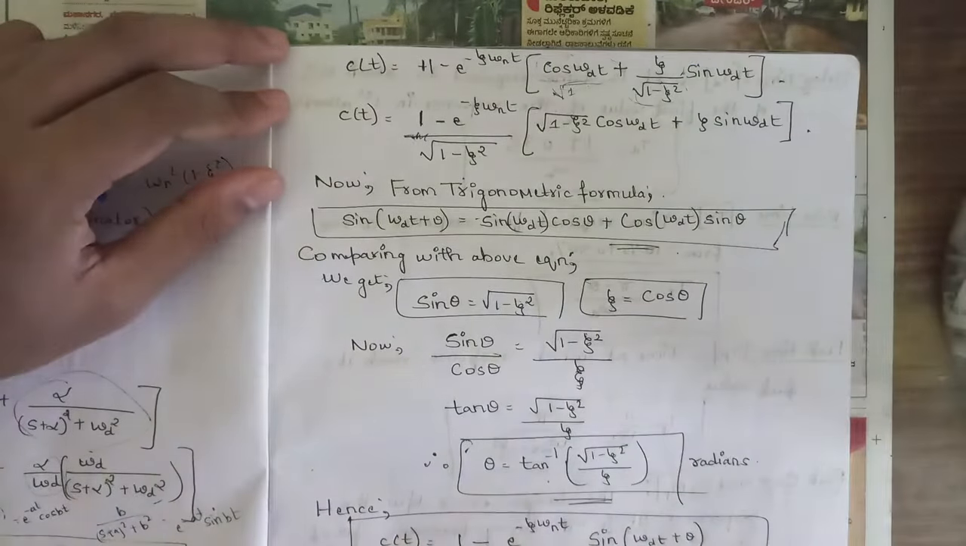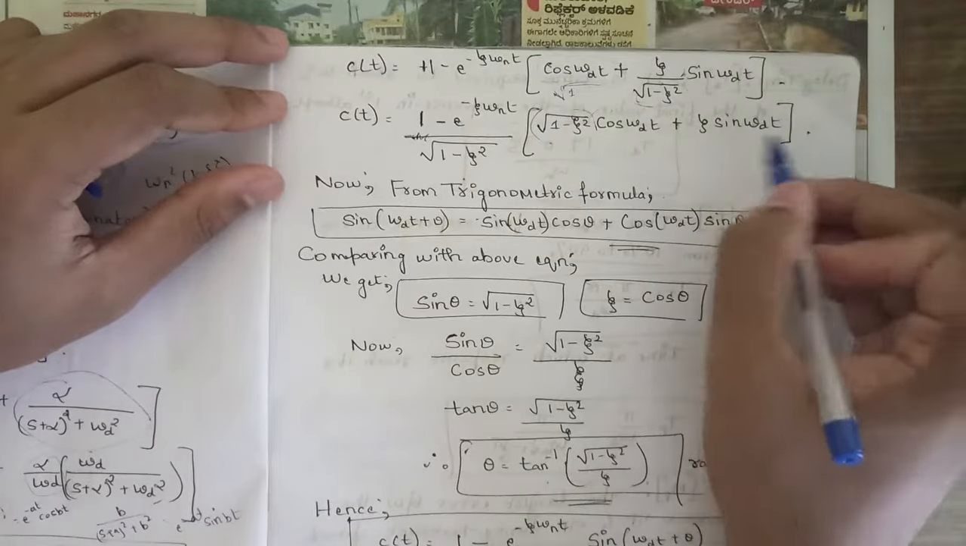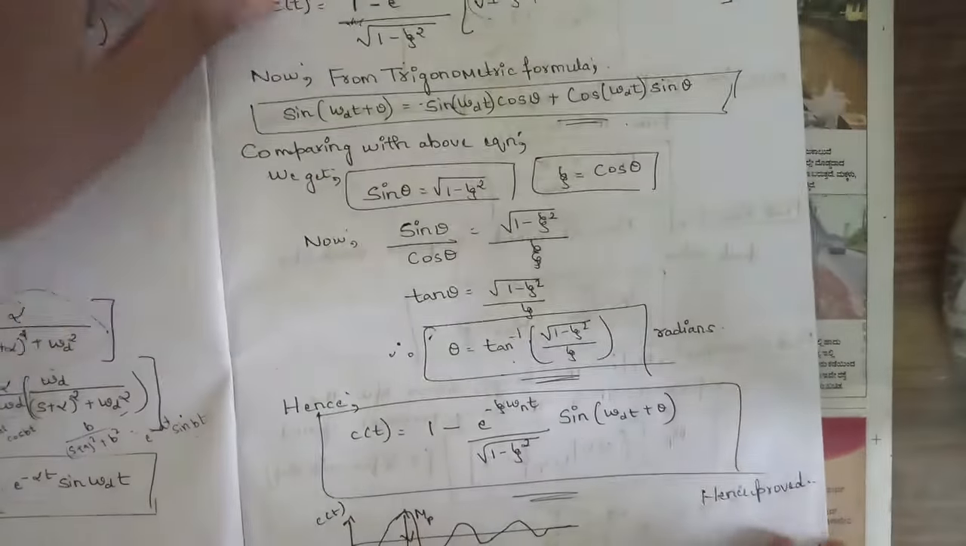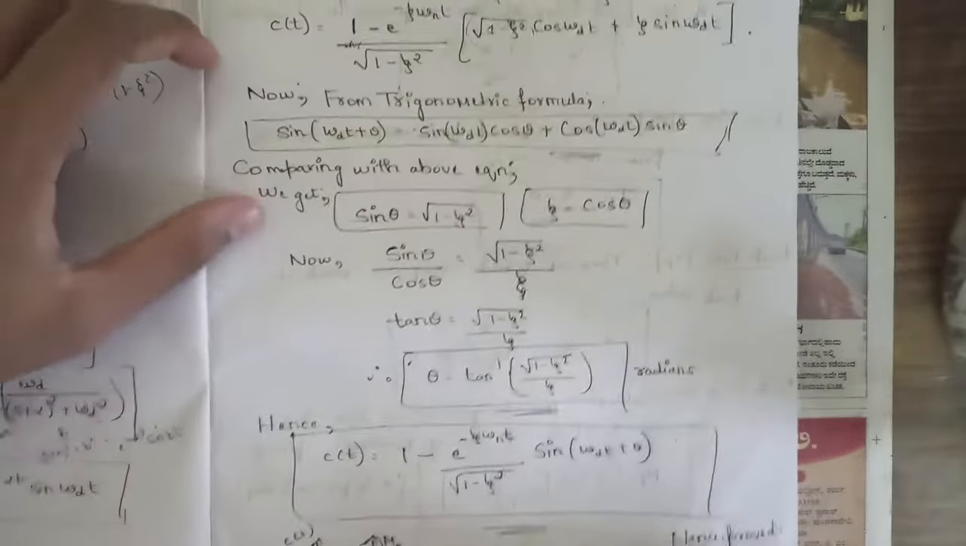So that's why we multiply the square root of 1 minus zeta square with the cos omega dt, plus the 1 minus zeta square you have taken outside here, so the remaining term is zeta sine omega dt. Okay, so now we have one trigonometric formula here. If you observe the bracket very carefully, it is of the form of sine of a plus b. The formula is sine a cos b plus cos a sin b. It is of the form of that only.